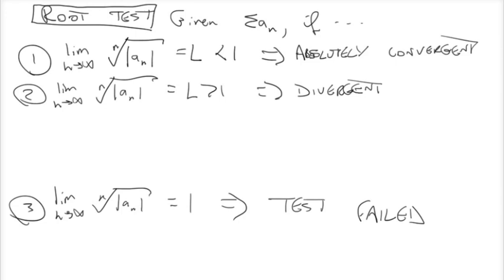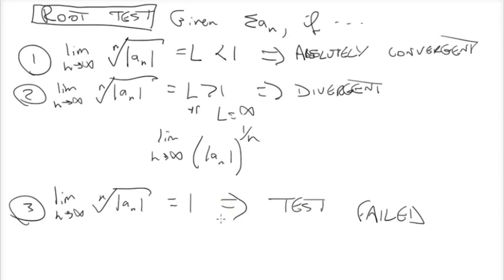Alright, the root test says that given a series a sub n, if the limit as n approaches infinity of the nth root of the absolute value of a sub n, or we could otherwise write this as the limit as n approaches infinity of the absolute value of a sub n to the 1 over nth power, exists and is less than 1, then the series is absolutely convergent. If that limit's greater than 1, or equal to infinity, then the series is divergent. All these limit conditions are the same as with the ratio test. If that limit is equal to 1, the test fails.